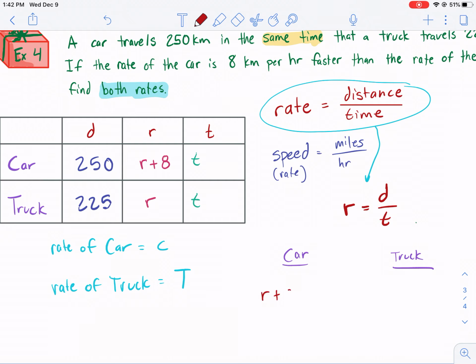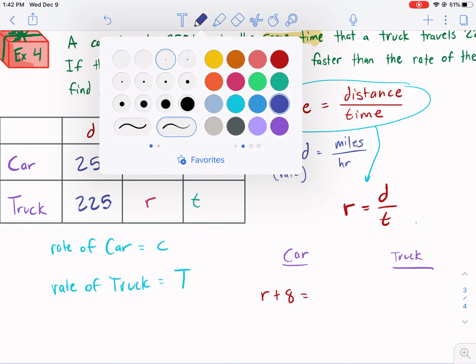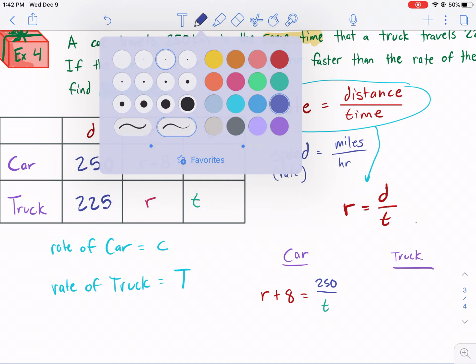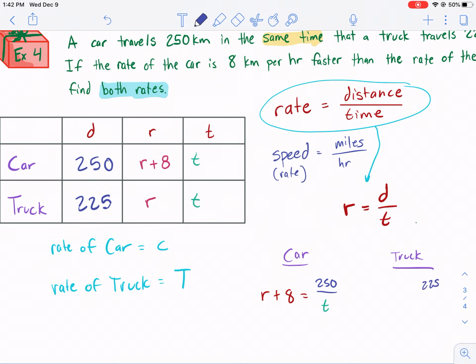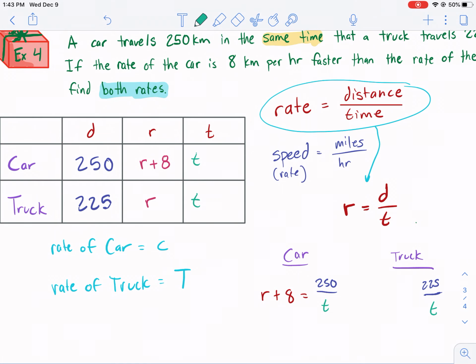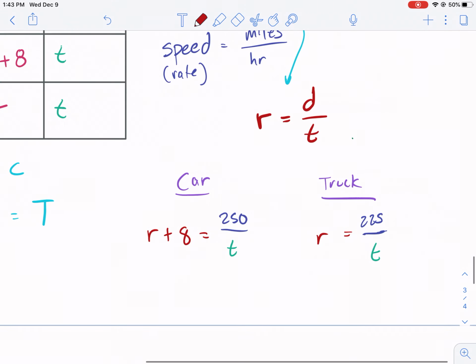So we say R plus 8 equals 250 over T. Now the truck is going to be a little different. We have 225 over T equals R. So we have our rate of the car, rate of the truck, but the problem is we have two variables. We don't like that, and we especially don't like the denominator being T. So what can we do?